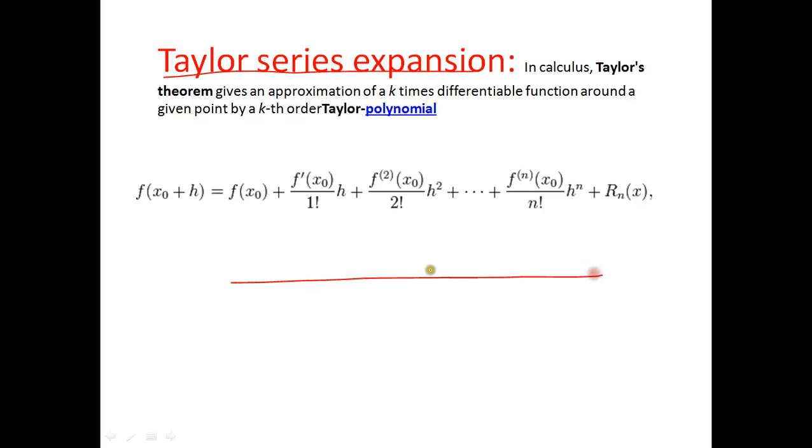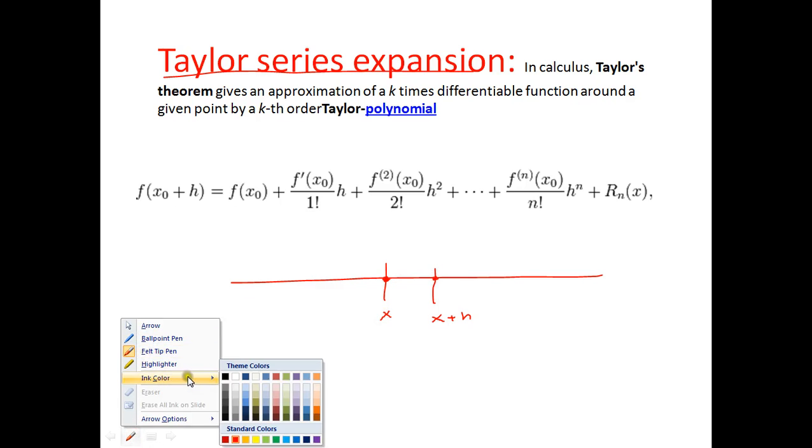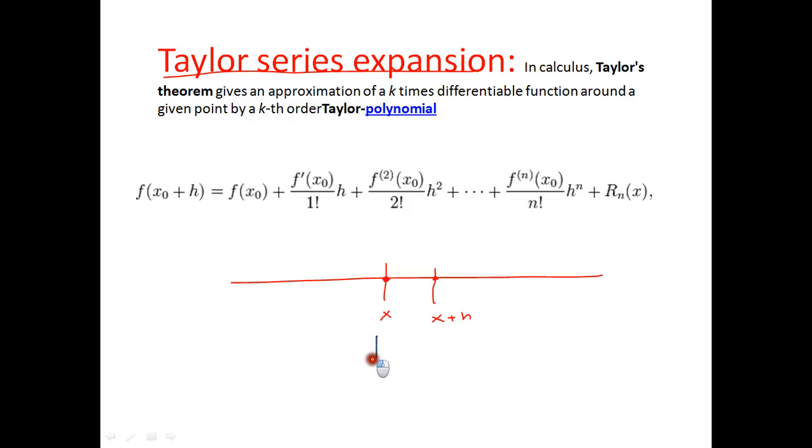For example, if it is x and there is an increment, x plus h, then the difference between this point and this point is h, right? And at this point x, we have a function f(x). Then we will get another value here, f(x plus h). And what is the value here? It is x minus h.